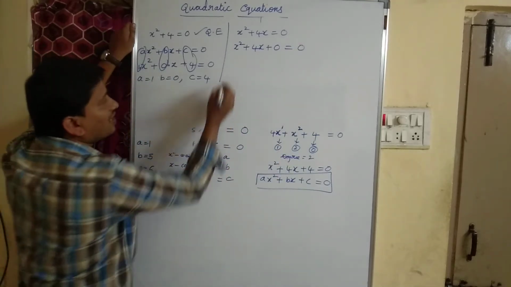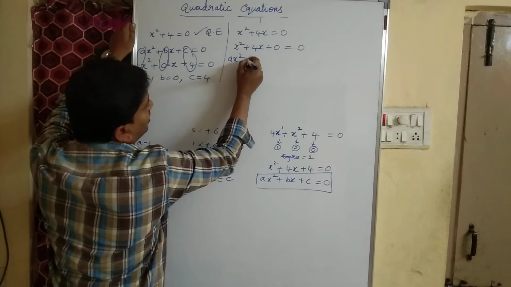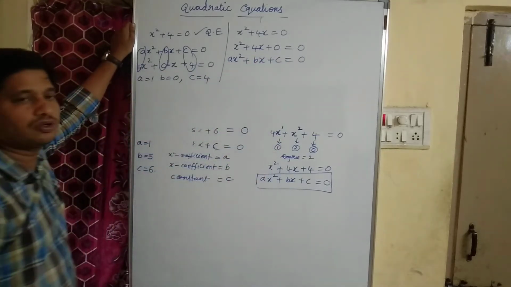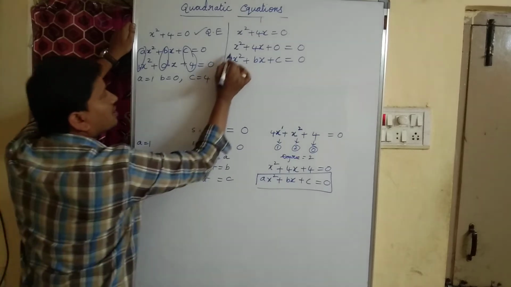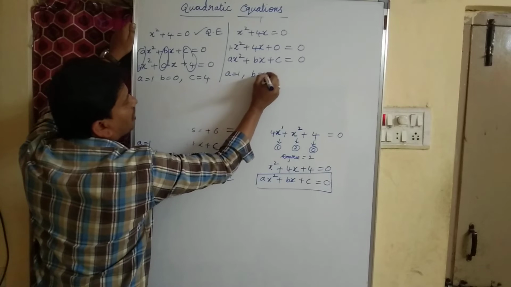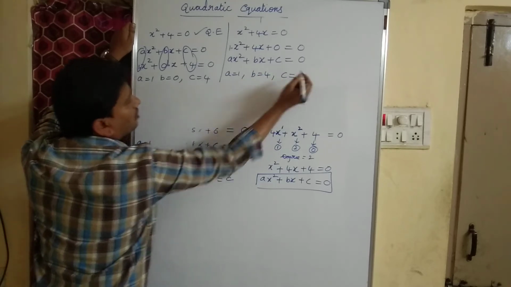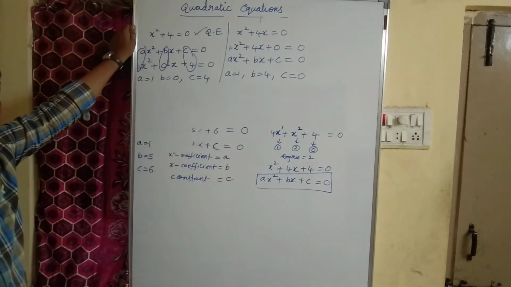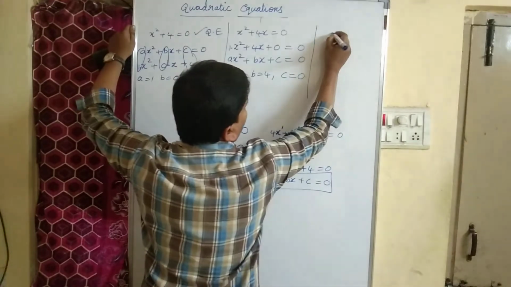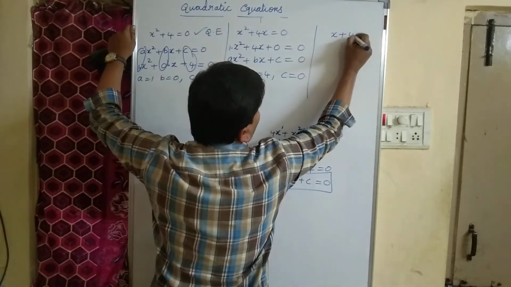Now you compare with the standard form of the quadratic equation. What is the standard form of the quadratic equation? Ax square plus bx plus c equal to 0. Here, coefficient of x square is 1. So a value 1, b value 4 and c value 0. Children, is it a quadratic equation or not? Yes, of course it is a quadratic equation. Now coming to my question, x plus 4 equal to 0.